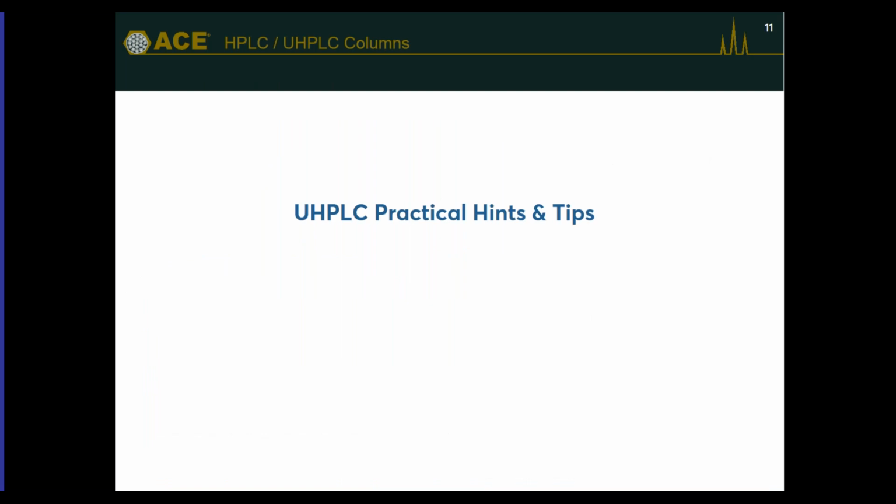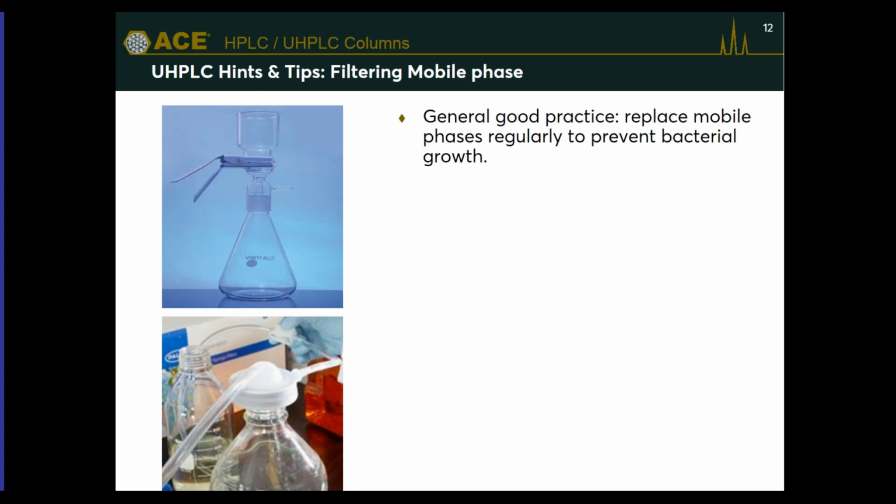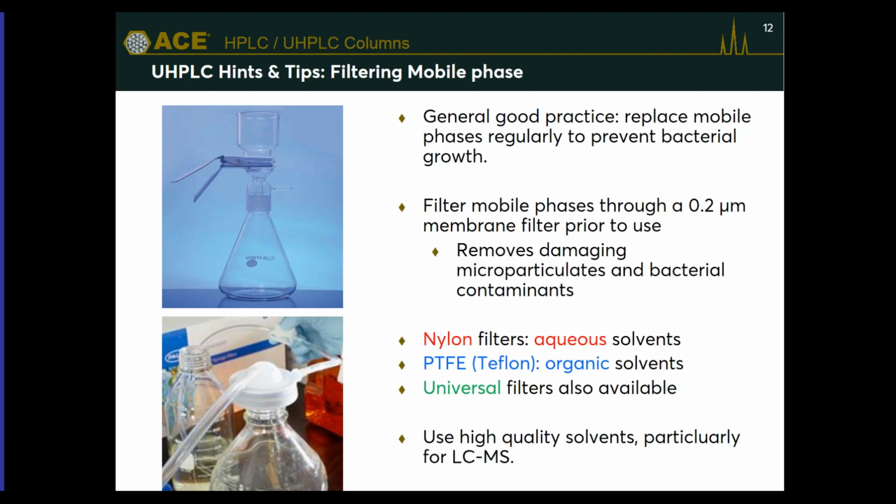What about some practical hints and tips? Well, first of all, filtration. This is a very important one. So it's really important to filter your mobile phases and to filter your samples. You should replace your mobile phases regularly, in particular with UHPLC. It's a technique that requires very high levels of cleanliness and housekeeping to ensure you get good performance out of your columns and your instrumentation.